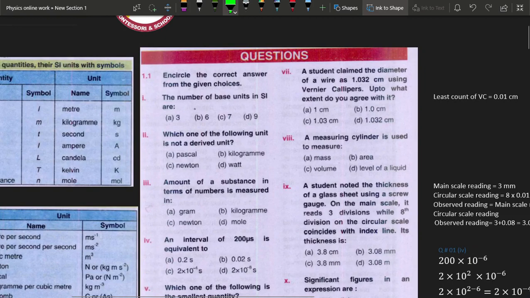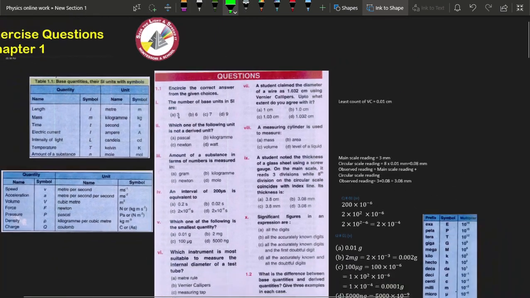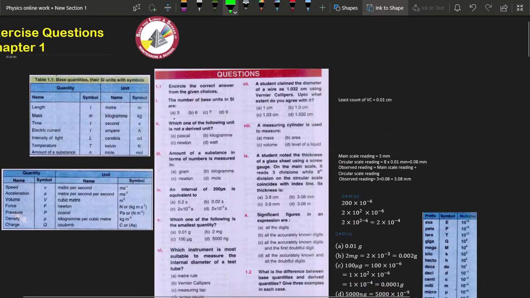So the first question is: the number of base units in SI are. So we know that base units, how many base units are there? There are 7 base quantities, so base units will also be 7. So the correct answer is 7.